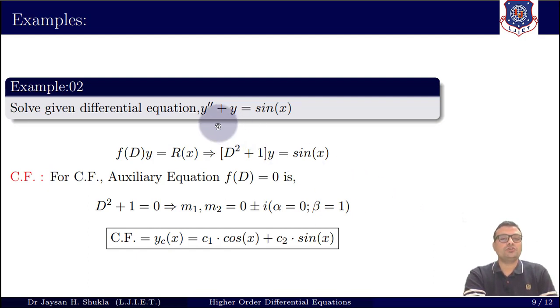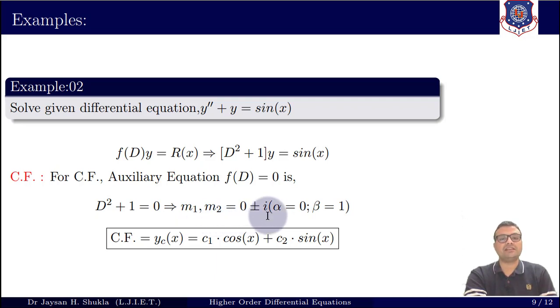Now the equation to solve is y double dash plus y equals to sin x. So the operator form is d square plus 1 y equals to sin x. Considering the complementary function by taking the auxiliary equation f of d equals to 0, d square plus 1 equal to 0. So the roots m1, m2 are given by 0 plus or minus i.